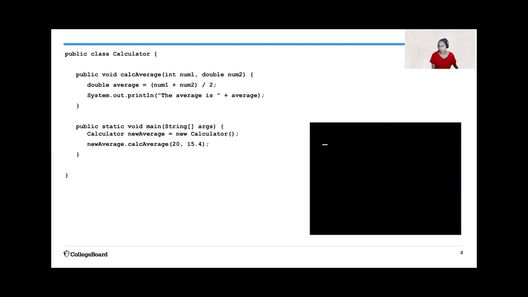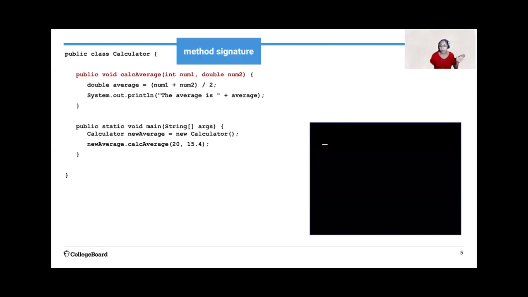We can write methods to accept different parameters so that it can use that information to complete its task. So for this particular example, I have a method, calcAverage, that's going to accept one integer and one double, so one whole number and one decimal number, so that way I can calculate the average of these two numbers.